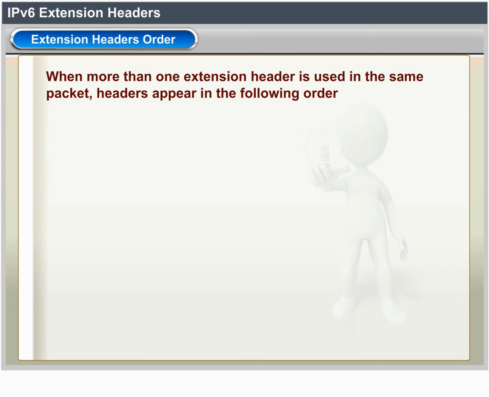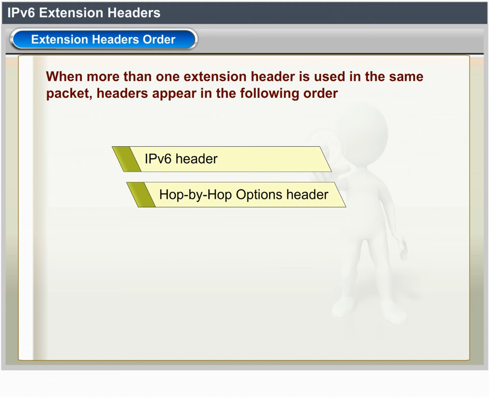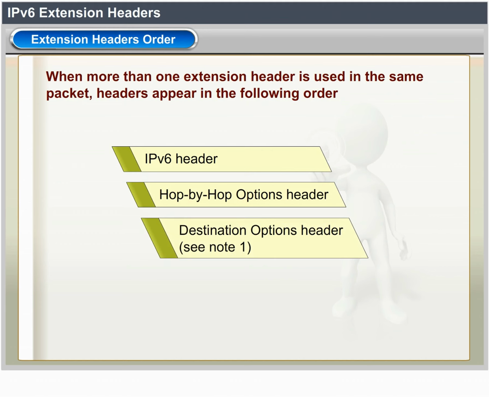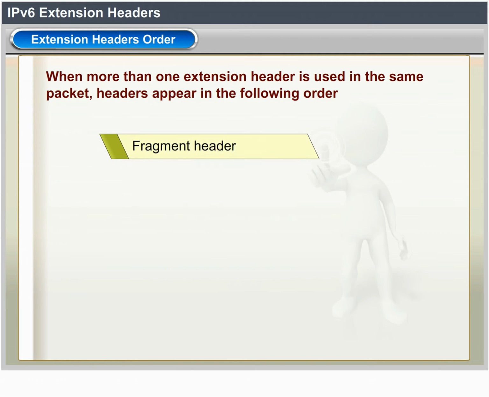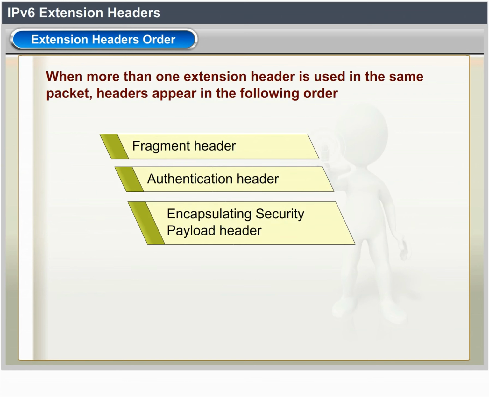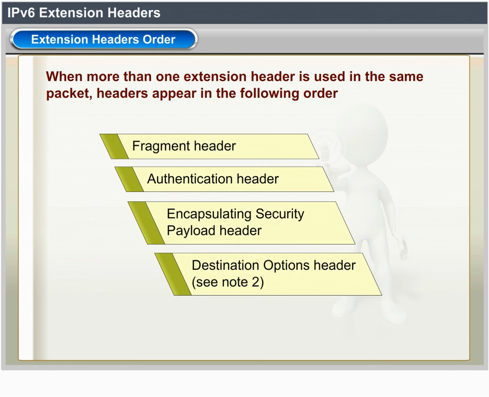When more than one extension header is used in the same packet, the headers appear in the following order: IPv6 header, hop-by-hop options header, destination options header (see note 1), routing header, fragment header, authentication header, encapsulating security payload header, destination options header (see note 2), upper layer header.